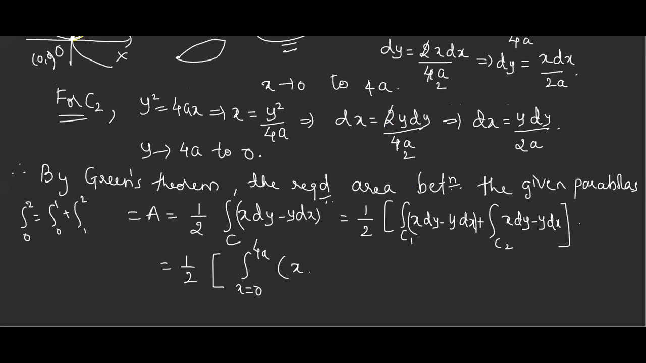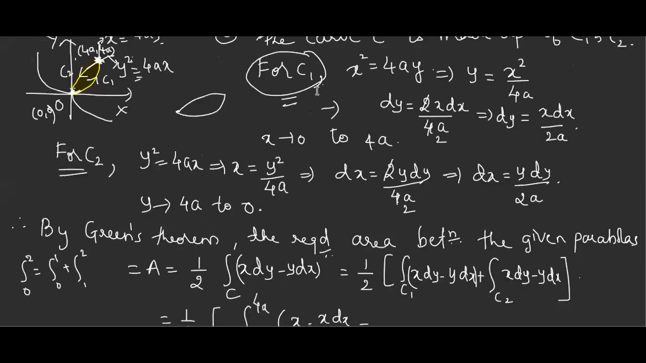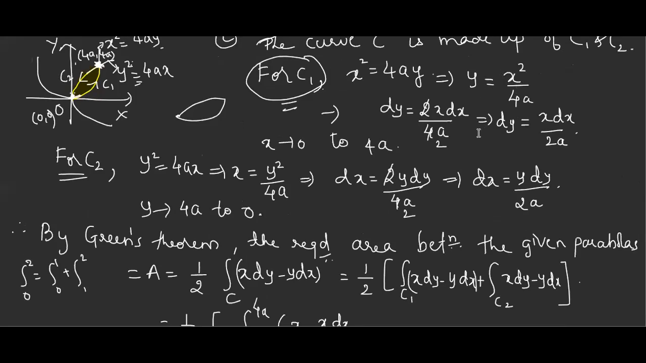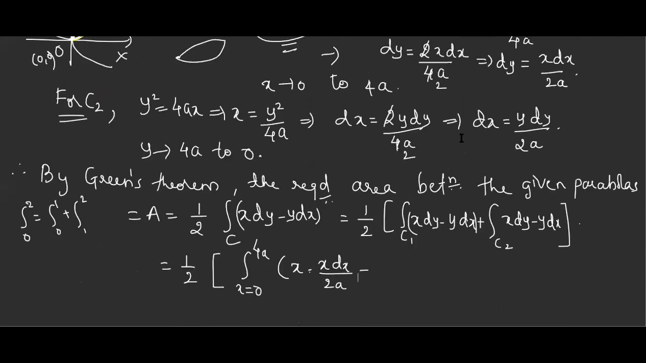This is for C1 only. What is the value of dy we have got here? x by 2a dx, that is dy by dx equals x dx upon 2a. What is y? I think you might have written for C1. Y is x square by 4a. Okay, y is x square upon 4a. What do I have to do with dx?